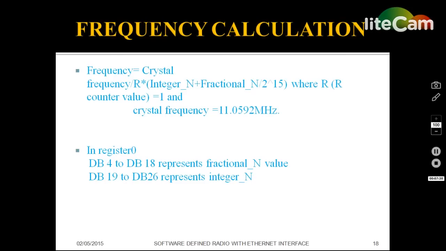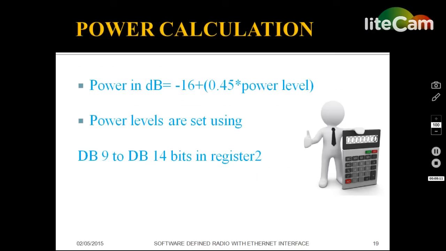This is the frequency calculation. Frequency is equal to crystal frequency divided by R, into integer N plus fractional N divided by 2 raised to 15. R is the counter value, which is 1 in this transceiver. Crystal frequency is 11.0592 megahertz. Integer N and fractional N can be calculated using this equation, and the register 0 values can also be found using this formula. In register 0, only DB4 to DB18 represent the fractional N value, and DB19 to DB26 represent the integer N value.